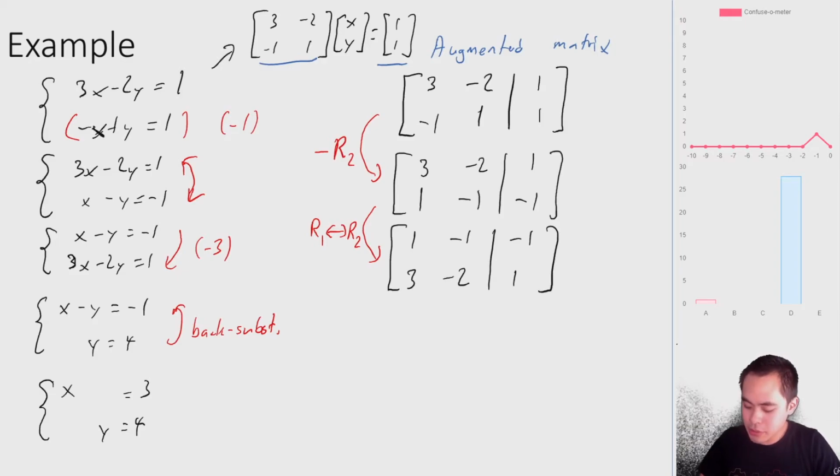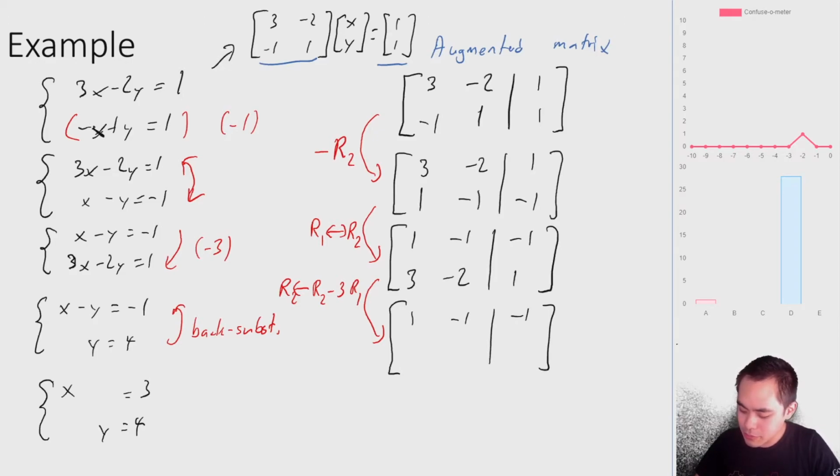And, well, let's do the same thing. So this is a slightly more complicated operation. We're going to take row 2 and set it equal to row 2 minus 3 times row 1. So row 1 doesn't change, but row 2, this minus 3 times row 1, 3 minus 3 is 0. Minus 2 minus minus 3 is going to be 1, and this here, 1 minus minus 3 is going to be 4.